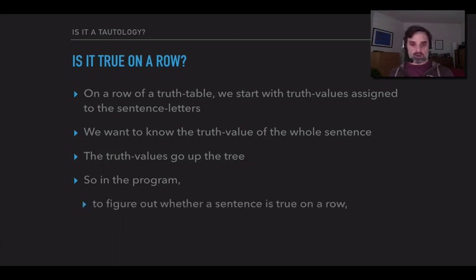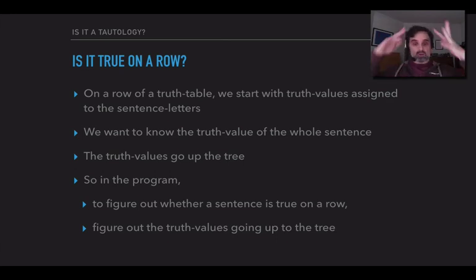So in the program, we want to know whether or not a sentence is true on a row. We figure out the truth values going up the tree. And we do that by starting with the truth values at the bottom, the ones that are assigned to the sentence letters, because that's what the row does. And then we use the definitions of negation and conjunction and disjunction, which tell us how the truth value of a conjunction or disjunction or negation depends upon the truth values of its parts. And we just go up the tree until we get to the top, and then we've figured out the truth value of the sentence on that row.